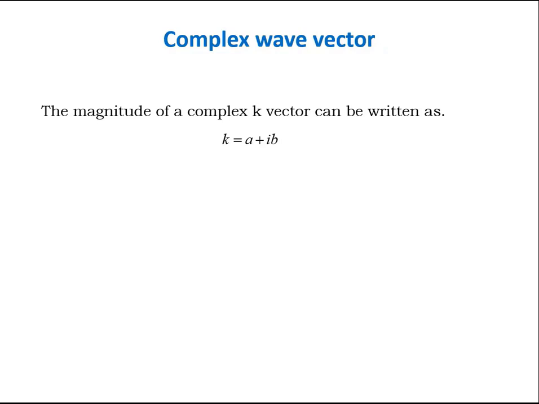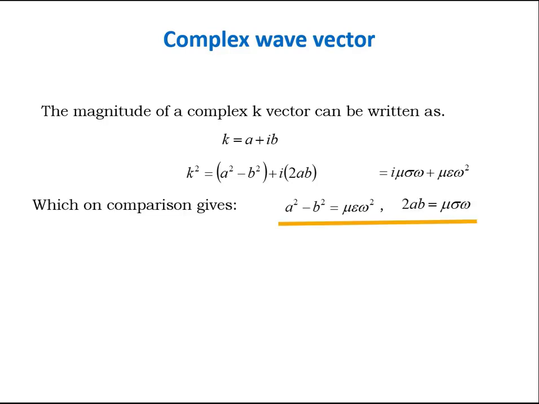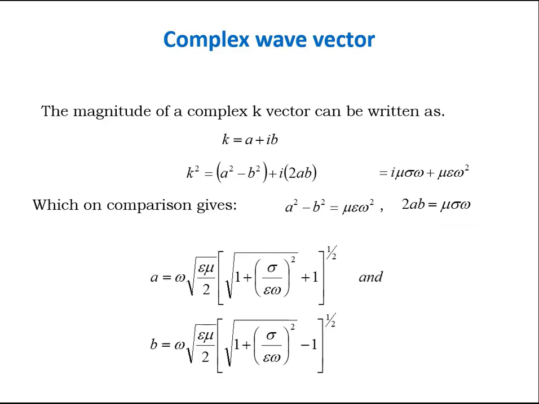So let k be written as a plus ib, a general form of a complex number. Then k square can be written like that, which we had already found is equal to i mu sigma omega plus mu epsilon omega square. So a square minus b square and 2ab get their values in terms of mu, sigma, omega and epsilon. By these relations, we can find the values of a and b in terms of omega, epsilon, mu and sigma.